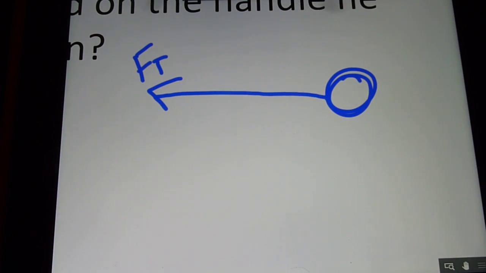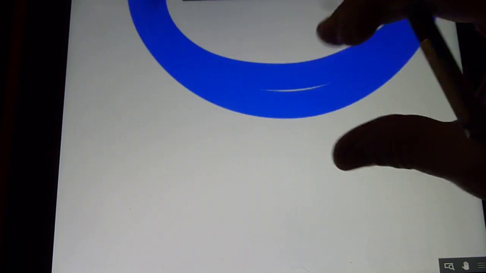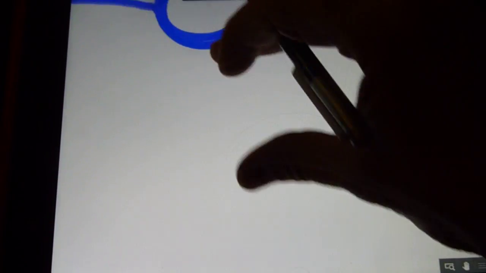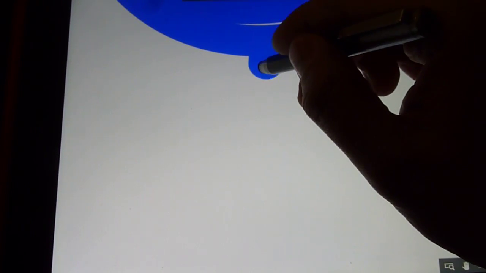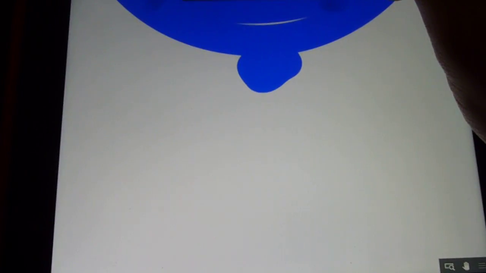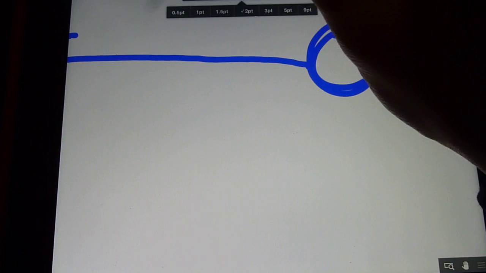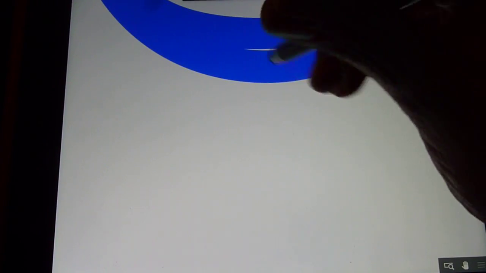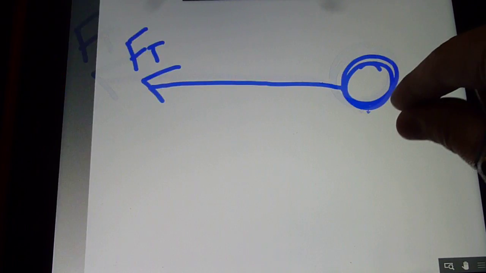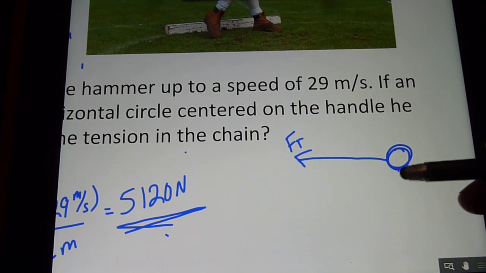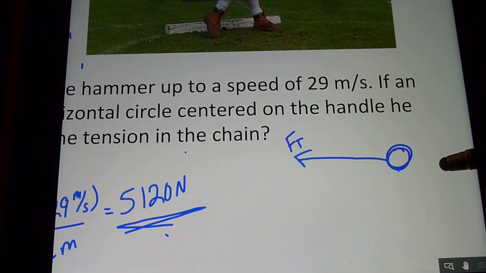If that's 5,120, and I divide by 71, I've got to draw something 71 times smaller. I'm trying to zoom in. 71 times smaller, so maybe my weight is like that. Let's do it in an arrow that we can see. I'm just making the point here, everyone see that? There's my weight down to scale, so my weight is 71 times smaller than my tension. That's why I could ignore it.